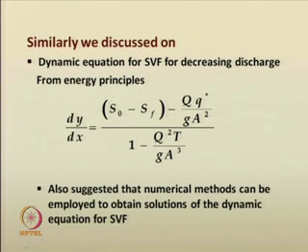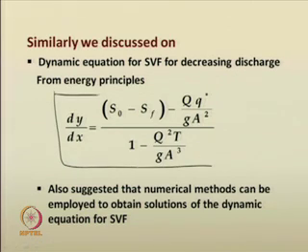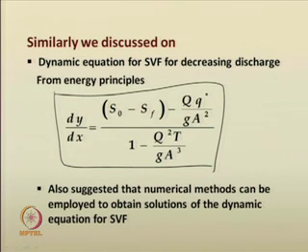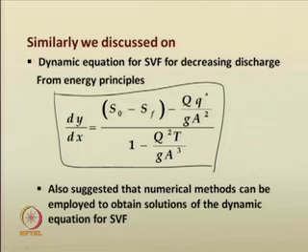Similarly, we had discussed the dynamic equation for spatially varied flow for decreasing discharge. If there is a continuous decrease in the discharge through a channel, then using the energy principles, we had derived the corresponding dynamic equation. Also, we have suggested that numerical methods can be applied to solve these two types of dynamic equations. From solving them, we can get the depth of flow at various cross sections, or for a specific depth, the cross section at which that depth of flow is maintained, and all that can be readily obtained.